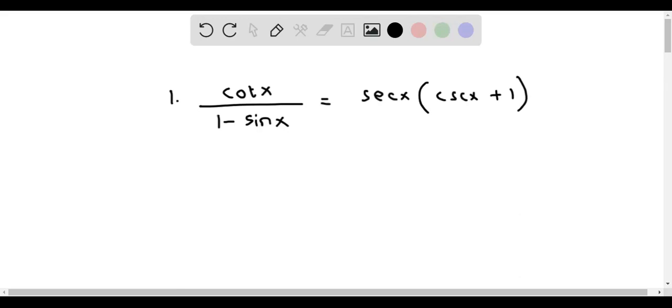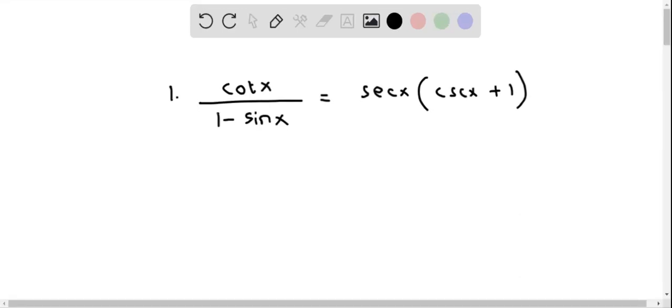We now verify that the given trigonometric equation is an identity. So on the left side, we have this expression cotangent x over 1 minus sine x. This is the left side expression. And on the right side, we have this expression secant x times cosecant x plus 1. And this is the right side expression.